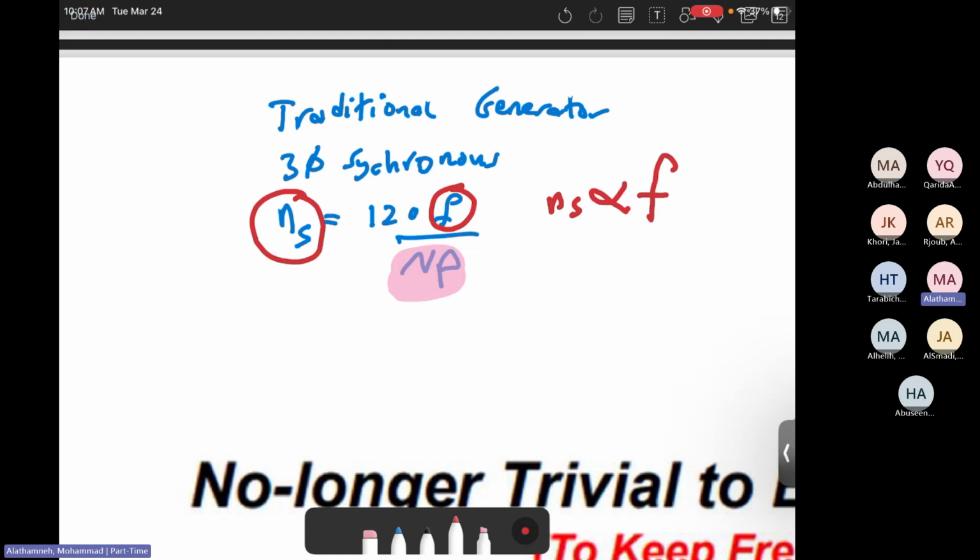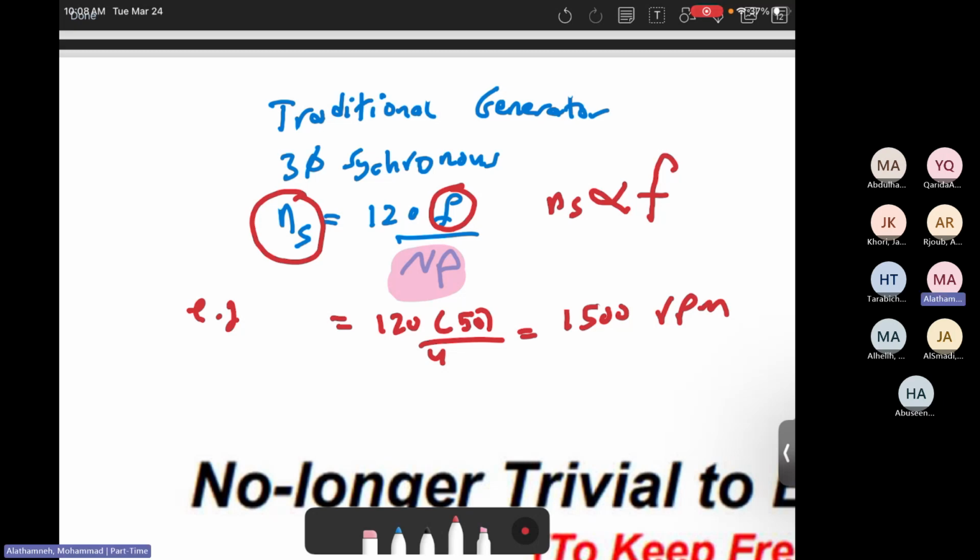Most likely, our target is to make the frequency, for example, 50 hertz. Then assume the number of poles is 4, so it will be 120 times 50 divided by 4. This yields 30 times 50, which is 1,500 RPM. This is the speed in RPM. Here's an example: assume the number of poles is 4 and the frequency is 50, then this yields 1,500 RPM.